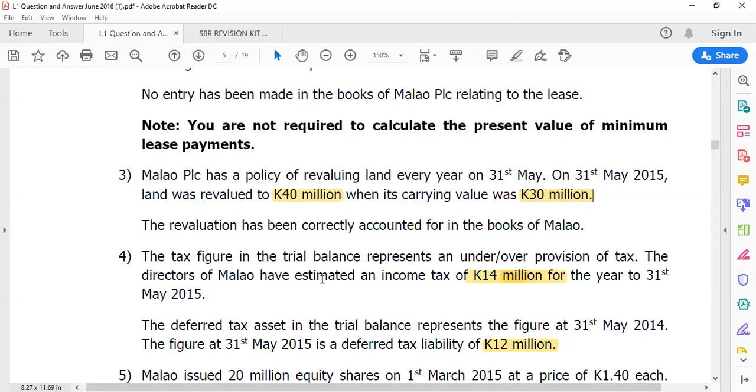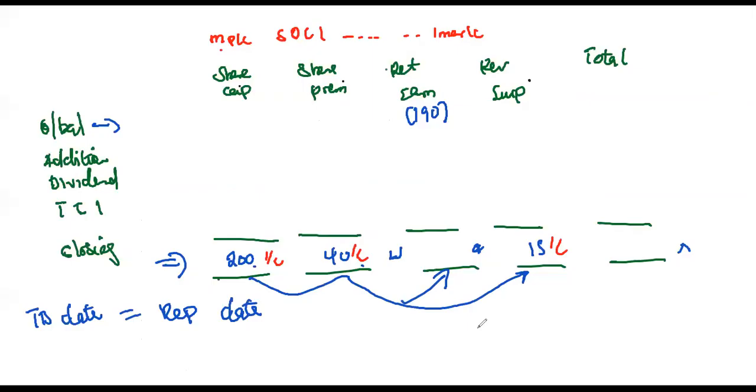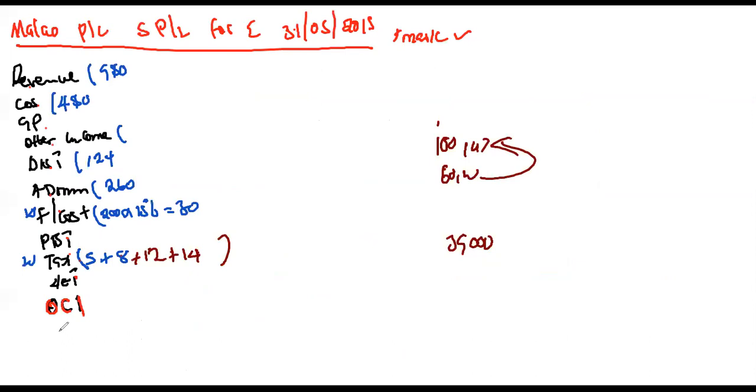So what do you do here? Now, look at it this way. Let's go and post that gain first in other comprehensive income, the 10 million. It's also going to show in the statement of changes in equity. So let's go to other comprehensive income and post that gain. So how much other comprehensive income do we have again? Gain on land, 10. So we're going to have this figure plus the net to have what you're going to call total comprehensive income somewhere here, which we are going to take to the statement of changes in equity.